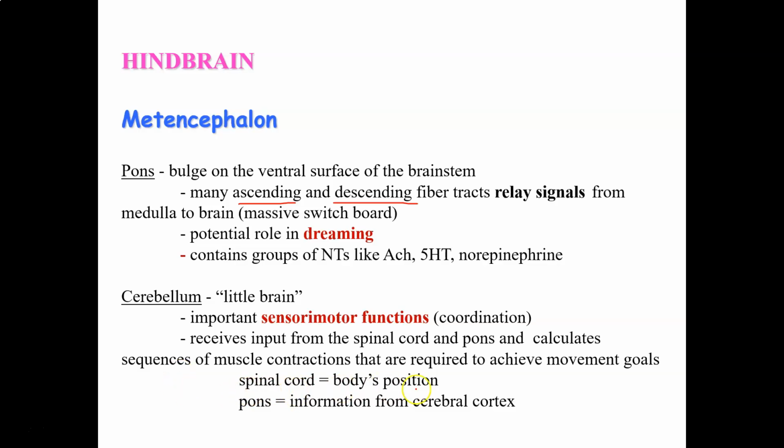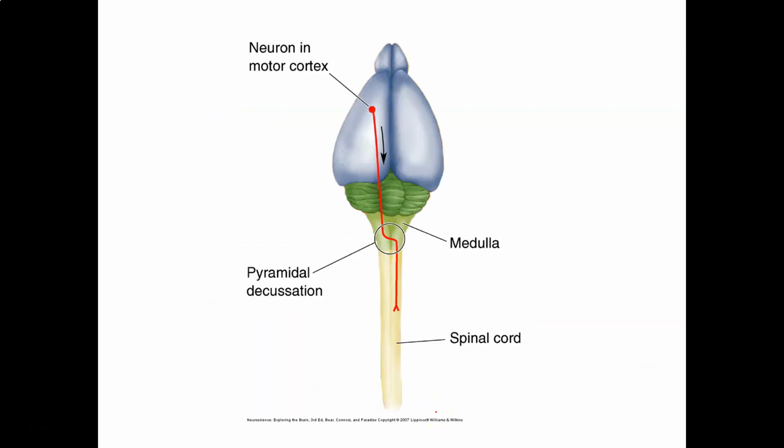From the spinal cord, it's getting information like body position, and from the pons, it's getting information from the cerebral cortex. So really, the cerebellum serves as a real-time modification of motor functions. And just to give you an idea of what the medulla does, it is the location where information crosses from one side to the other.